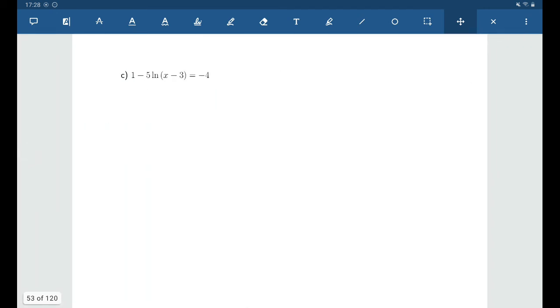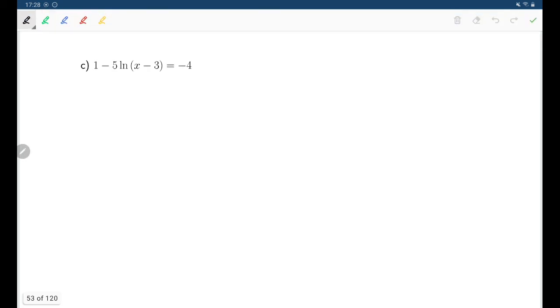All right, let's do one more here. So first off, before I can rewrite this as an exponential equation, I'll need to isolate that log. So first I'm going to bring the -4, bring the 1 over along with it. That gives me -5. I'll divide everybody, both sides, by -5. So now I've isolated my logarithm. I can rewrite it as an exponential equation.